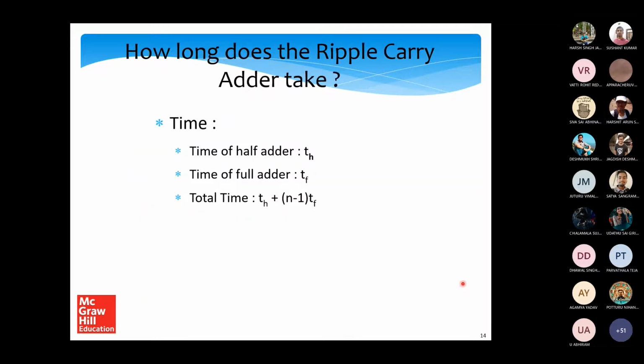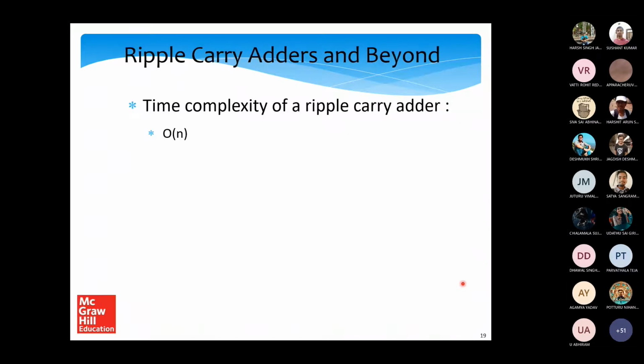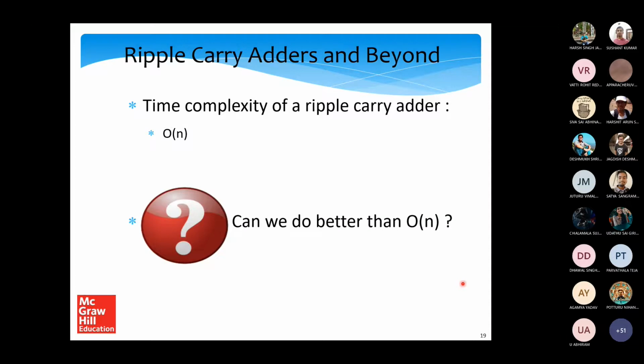Do you agree with me? N-bit addition is order of n, and all these things you know. So the time complexity of the ripple carry adder is order of n. So can we improve it? That is what we are going to look into. Can we do better than order of n?